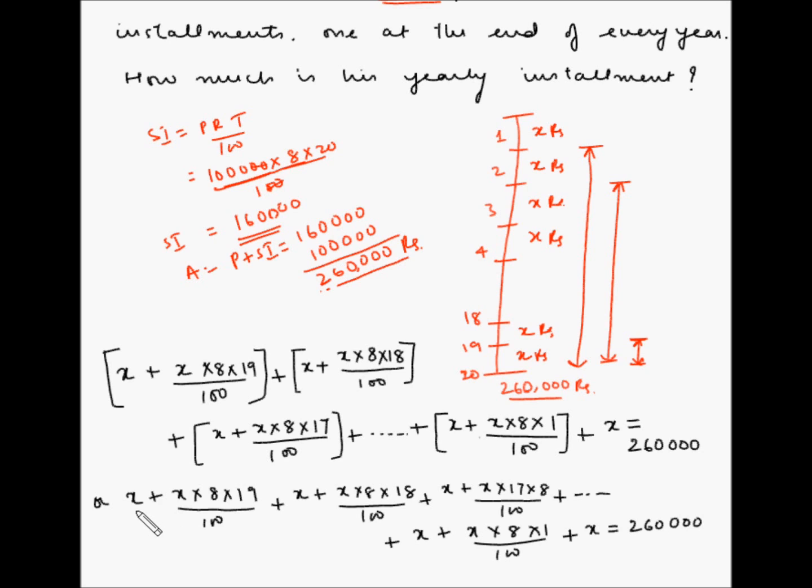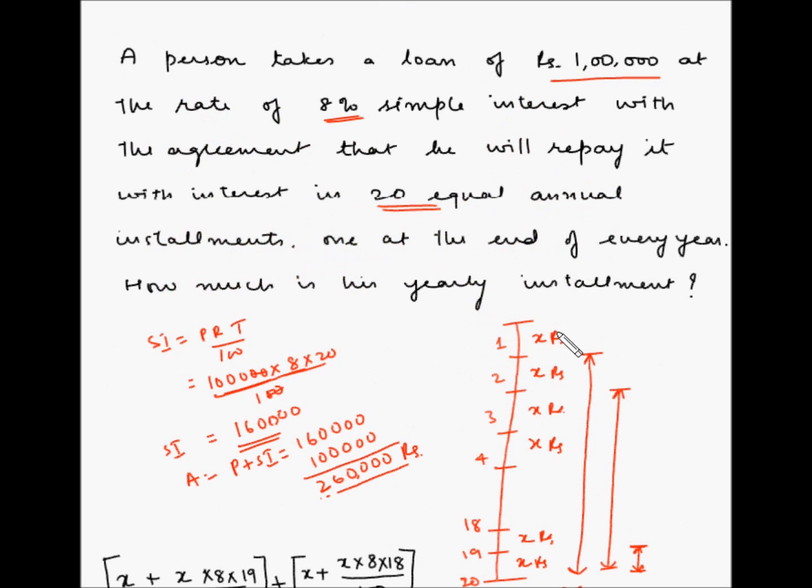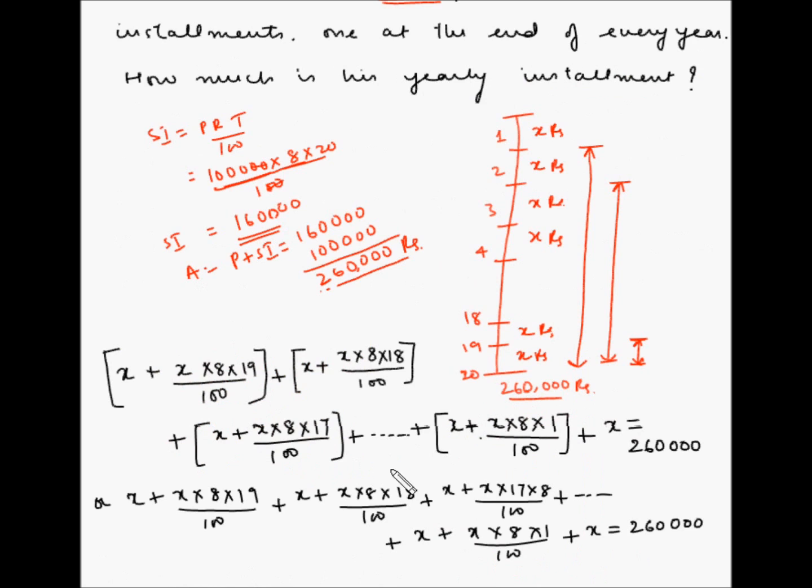260,000. Now here we have X plus X plus X plus X and so on, which is 20 times because there are 20 installments of X rupees each. So if we add X plus X, it becomes 2X, plus 1X, it becomes 3X and so on. So all these X's will become 20 times X. So let's do that. So 20 times X plus, now the remaining equations.